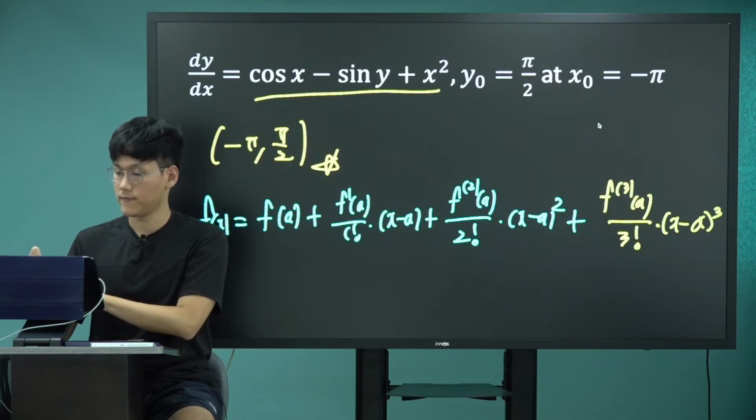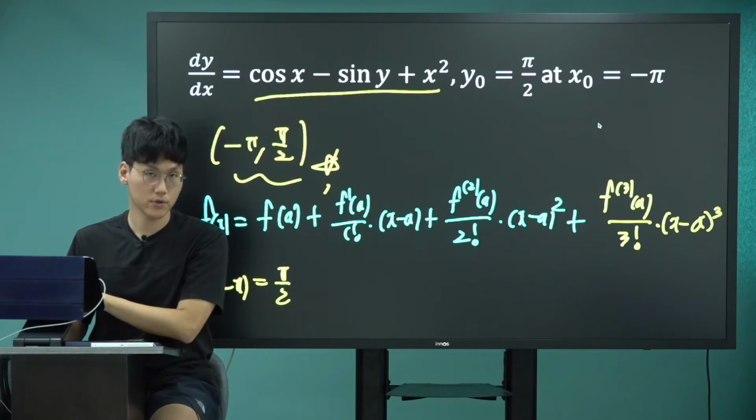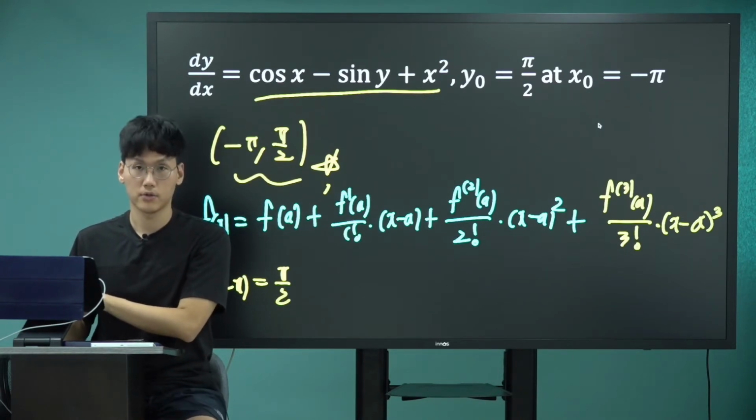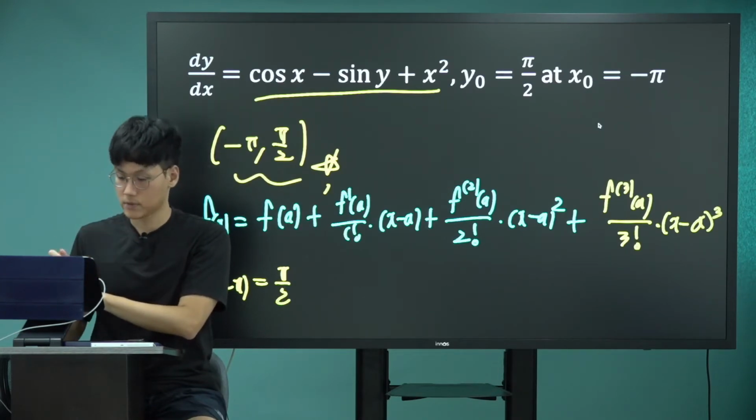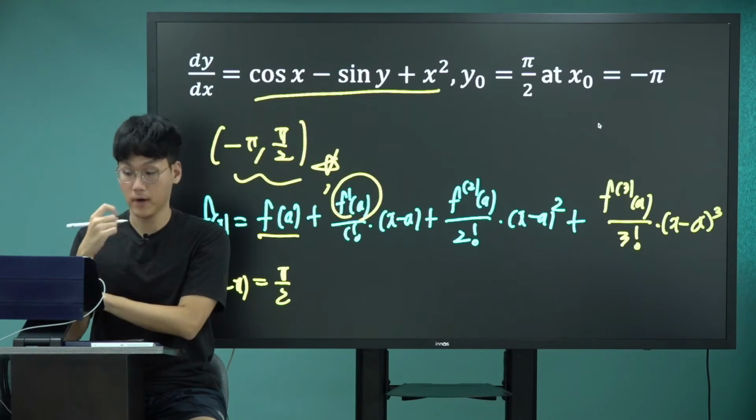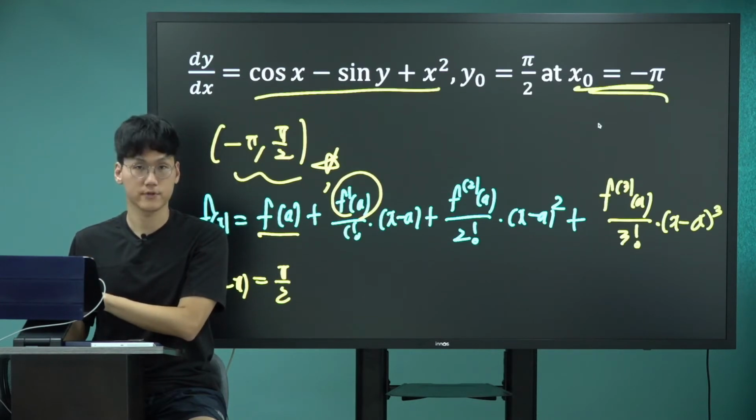Okay, so let's try to solve it. So if it's f of negative pi, it is pi over 2, right? It's given those initial conditions x and y. Understood? So you can already put pi over 2 there. And also for the first derivative, right? Your center was given to be negative pi, so you can use the initial condition for your differential equation, which technically gives you the first derivative.